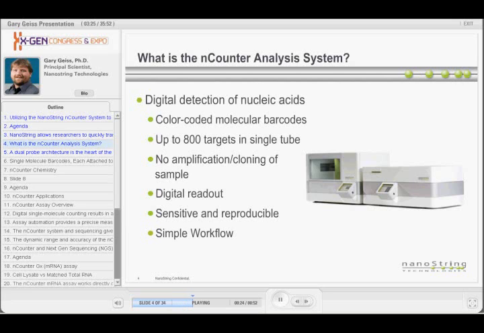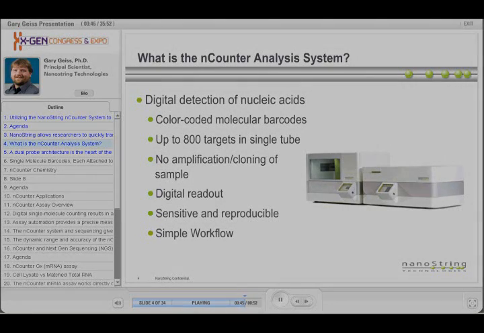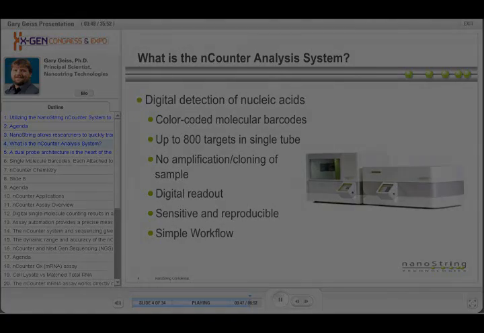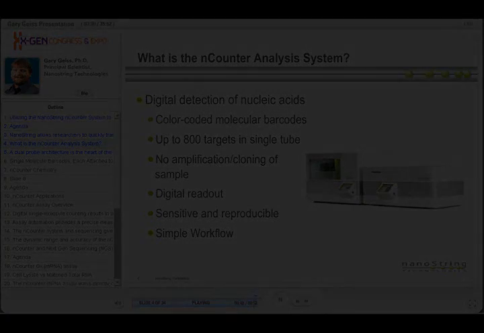One of the keys here is that we are doing direct detection of the sample, so we're not amplifying the sample. We're not cloning the sample. We're not putting ends on the sample or anything like that. We're measuring it directly out of the extract. It's a digital readout, we're counting molecules, and that allows very sensitive, reproducible data and a very simplified workflow.